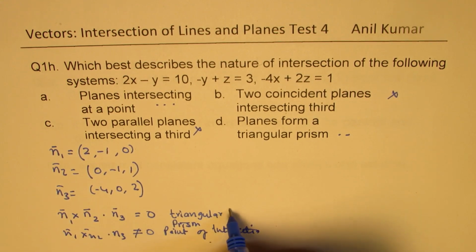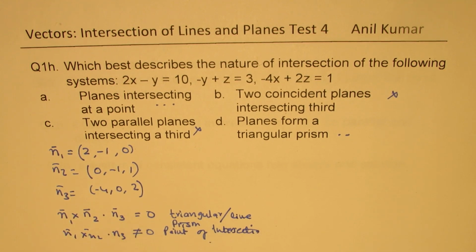Actually, when you get 0, there could be a line of intersection also. So they could intersect in a line also. So those are the two conditions. Now that is one way you could do it.